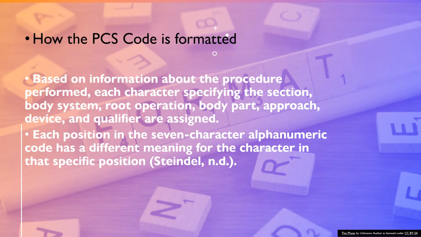How the PCS code is formatted. Based on information about the procedure performed, each character specifying the section, body system, root operation, body part, approach, device, and qualifier is assigned. Each position in the 7-character alphanumeric code has a different meaning for the character in that specific position.